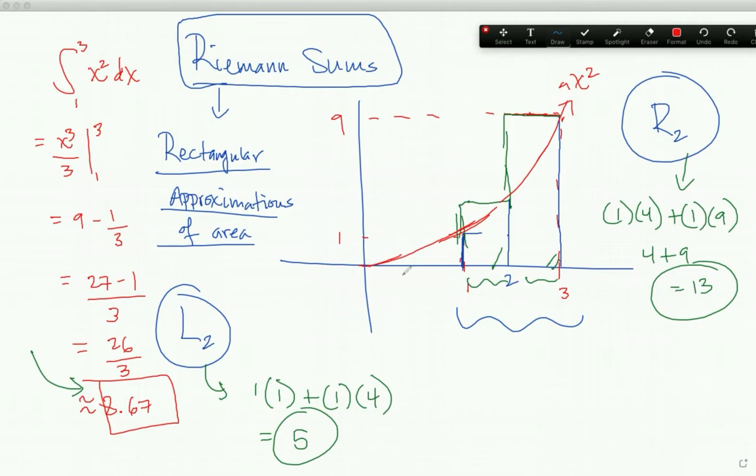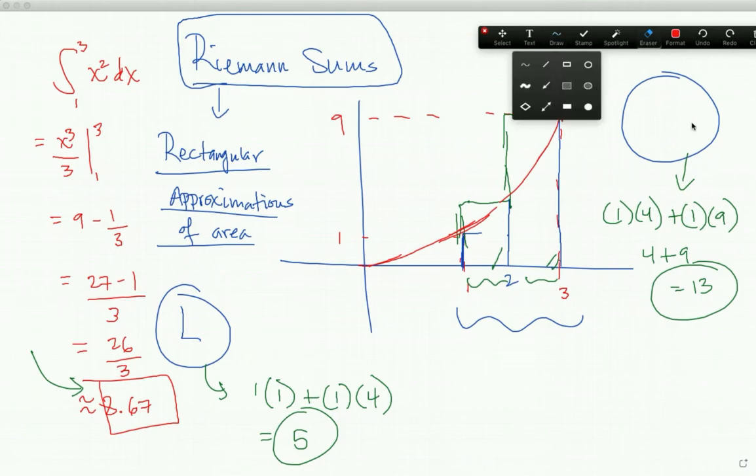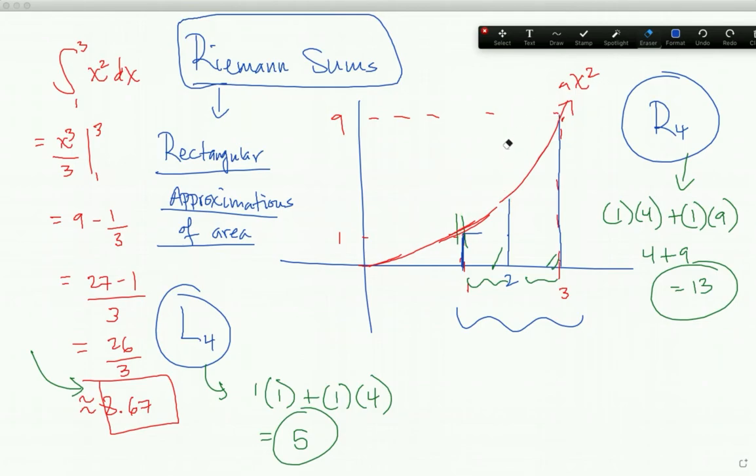If I increase the number of rectangles, obviously the computation would be a little bit more cumbersome. So let's say this is R4 and L4. We're dividing it up into more rectangles this time. What general comment can you say about the approximation if we divide it up into more parts? Maybe more accurate. Exactly.